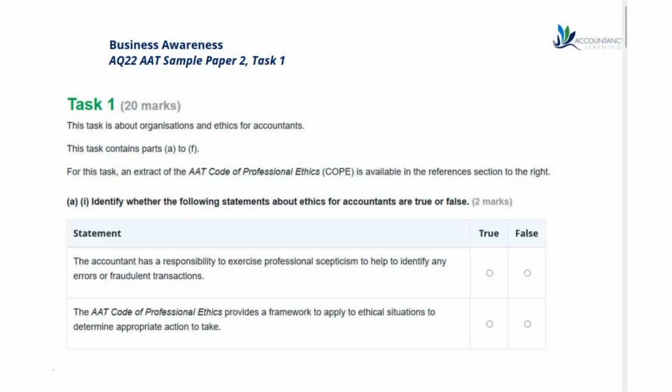I'm Sarah, a tutor at Accountancy Learning, and in this video I'll take you through the Level 3 Business Awareness Sample Paper 2 Task 1. So this task is all about organisations and ethics for accountants.